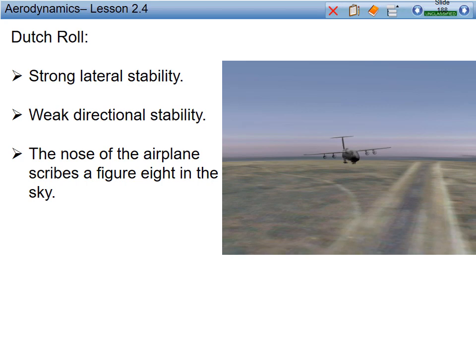As the nose deflects away from the relative wind, the lateral stability will cause the wings to become level, and the advancing wing will retract away from that relative wind, pulling the nose back towards the relative wind. Since there is weak directional stability, the nose will not stay in the relative wind. It will continue on to the other side, where the opposite wing will now be dragged back, causing that figure eight to be scribed in the sky.